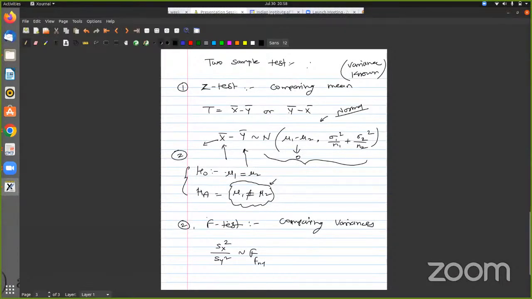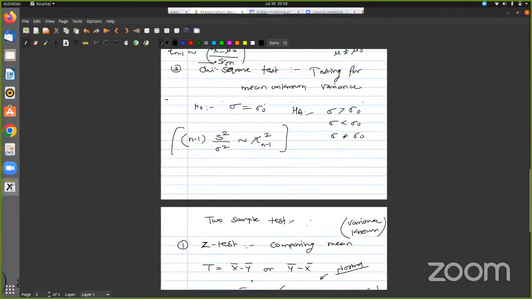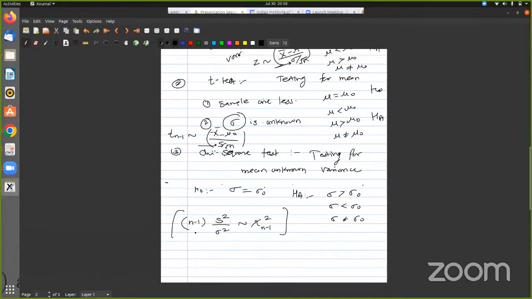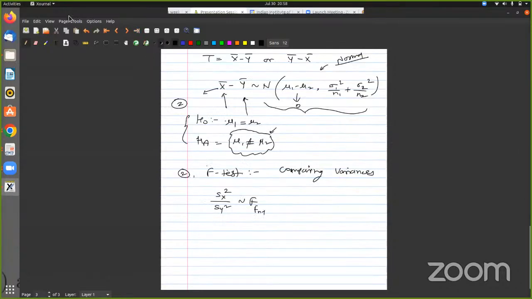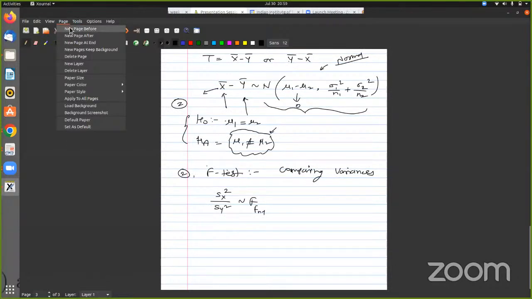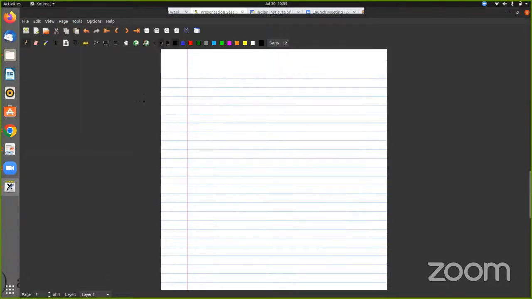So this is the format, right? (n minus 1) s square by sigma square belongs to the chi-square distribution. So what is my test here? Alpha is equal to what? The probability that s is less than c, given that H naught is true. This is the question, right? So the probability I'll write is s is less than c.